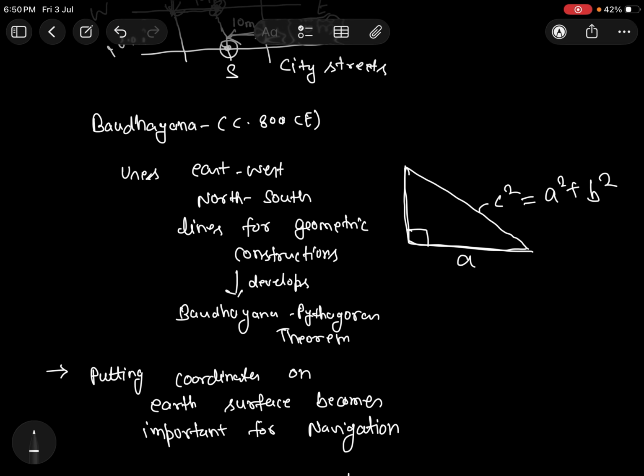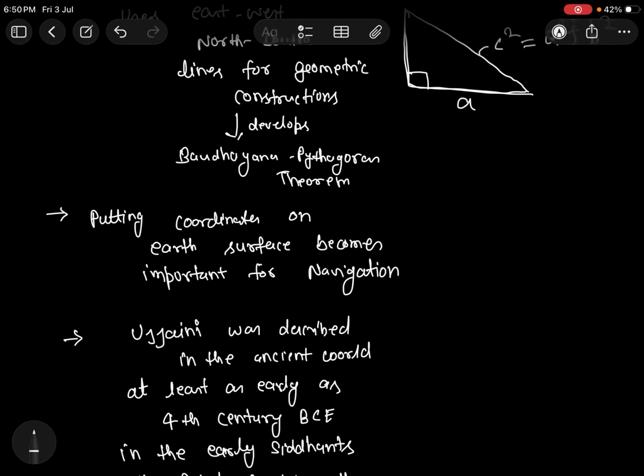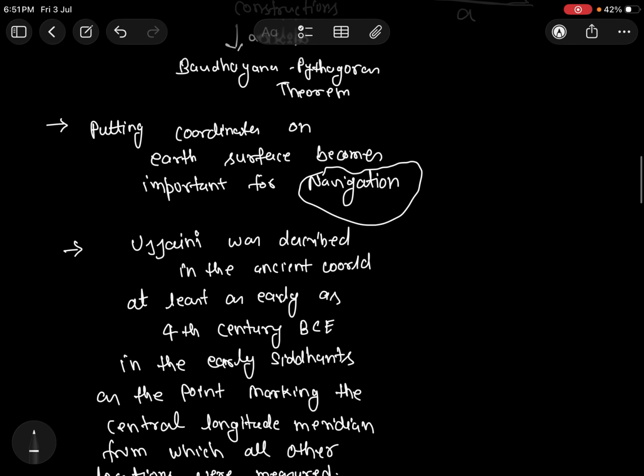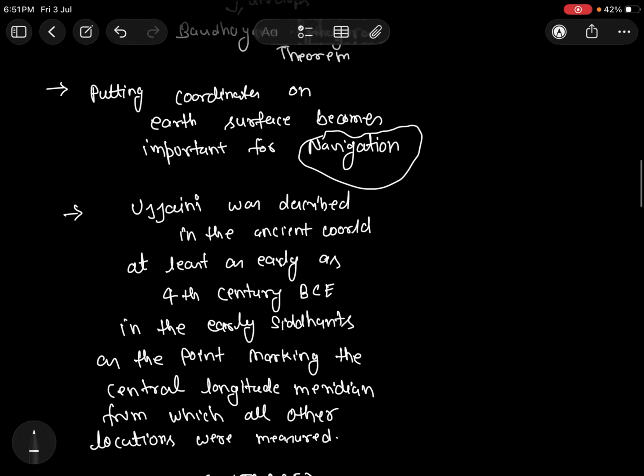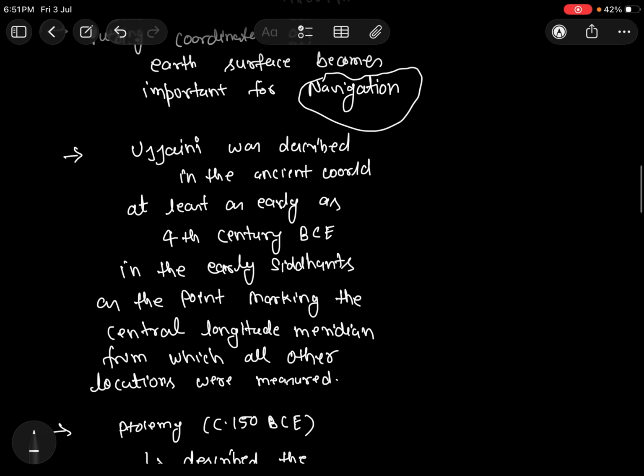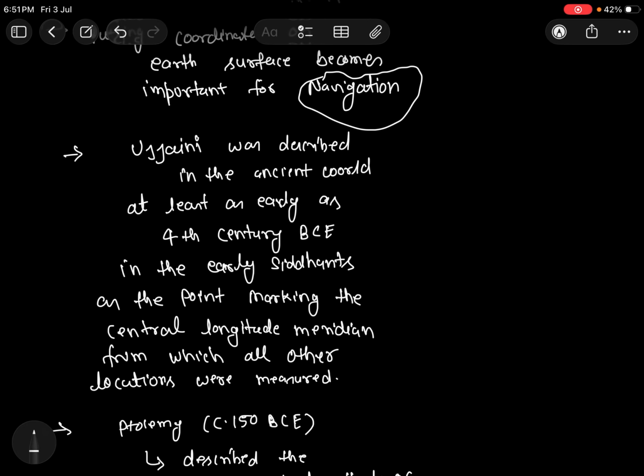Now comes another aspect of development. Putting the coordinates of any particular point on the Earth's surface became very important for navigation. For locating any particular point and for traveling from one point to another, putting the coordinates of those points on the Earth's surface became very important. Ujjaini was described in the ancient world, at least as early as the 4th century before Common Era, in the early Siddhant as the point marking the central longitude meridian from which all other locations were mentioned.